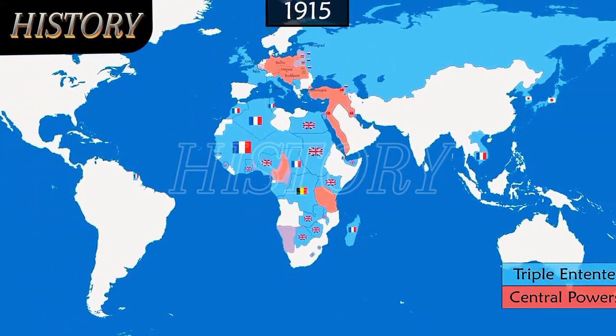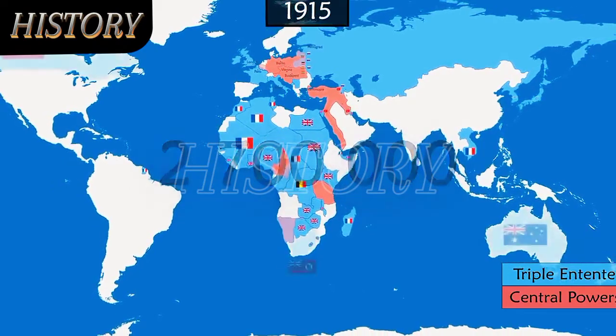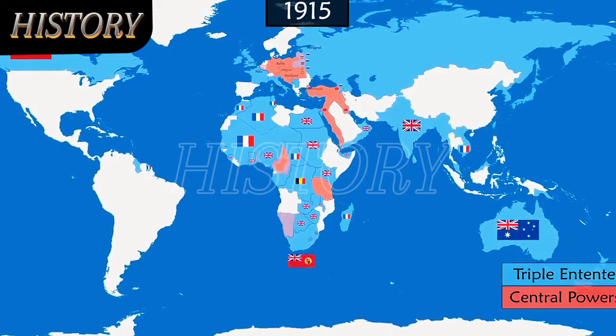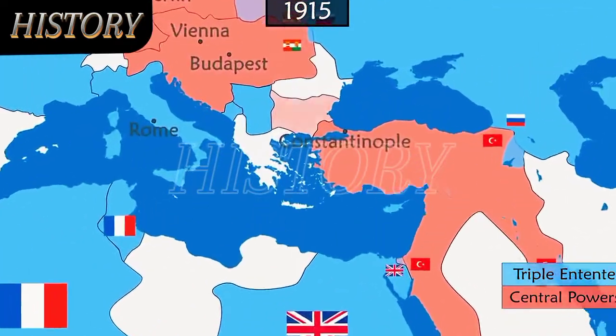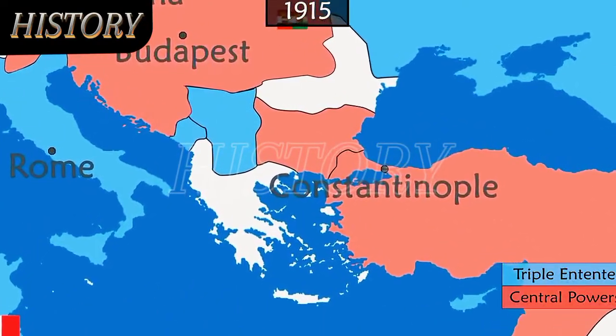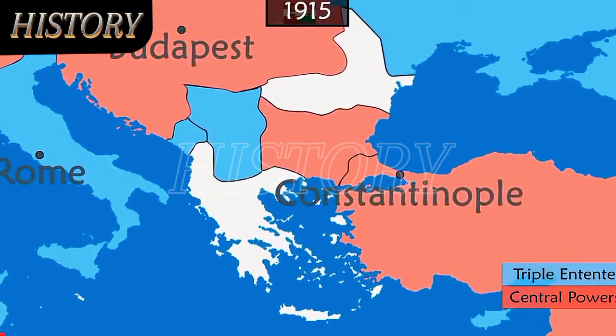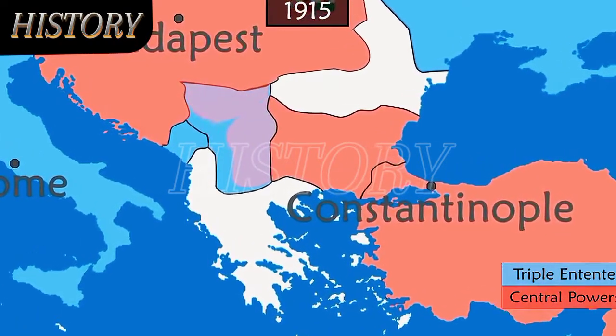The British Empire, for its part, enlists 2.7 million men from its dominions and colonies. More than half come from British India. In the Balkans, Bulgaria goes back to war alongside the Central Empires. The country has a great territorial appetite and wants to expand in all directions. Serbia is attacked on two fronts and is quickly invaded.